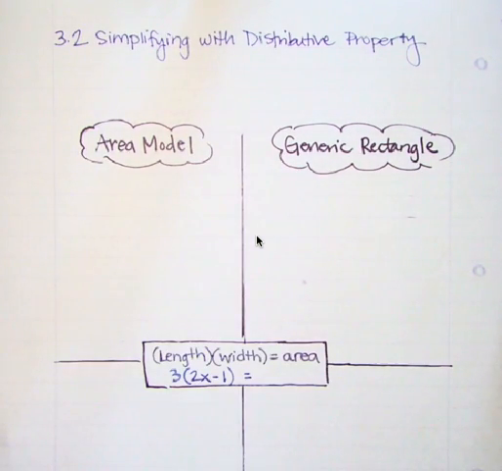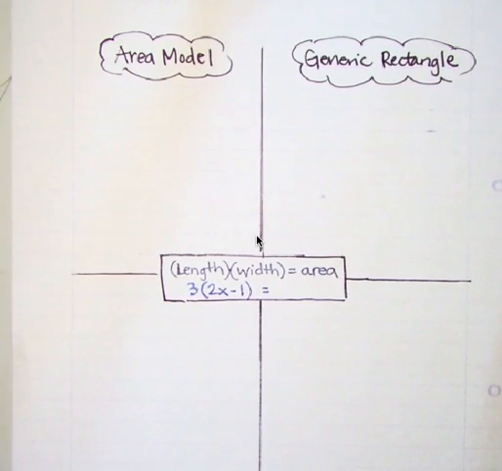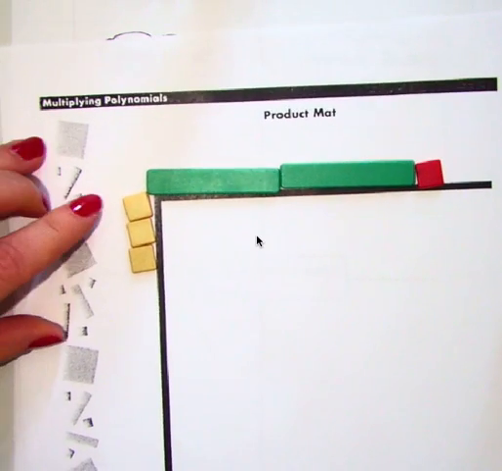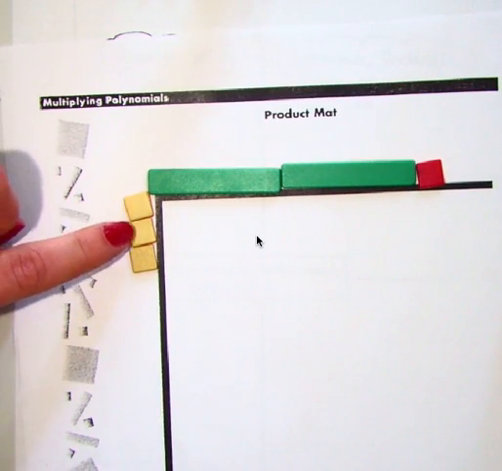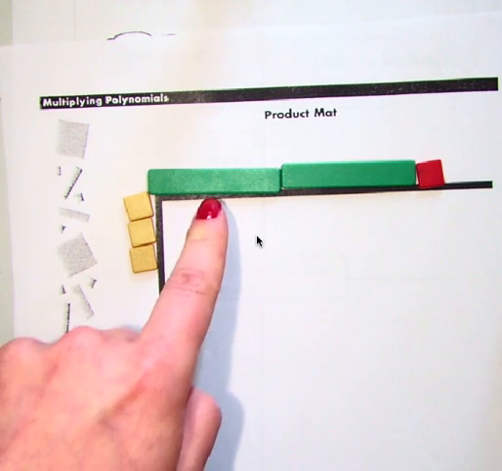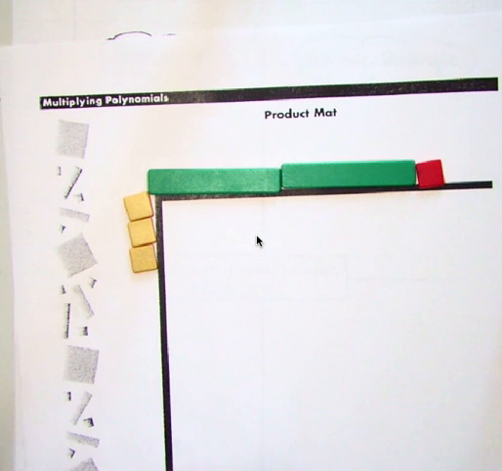Alright, so for that I have a product mat. The word product means multiplication. So to start off with, we have our length of 3, 1, 2, 3, and our width was 2x minus 1. So here I have 1x, another x, and a negative 1 piece. Now to find the area, I have to fill in the inside. The inside should be either a square or a rectangle.